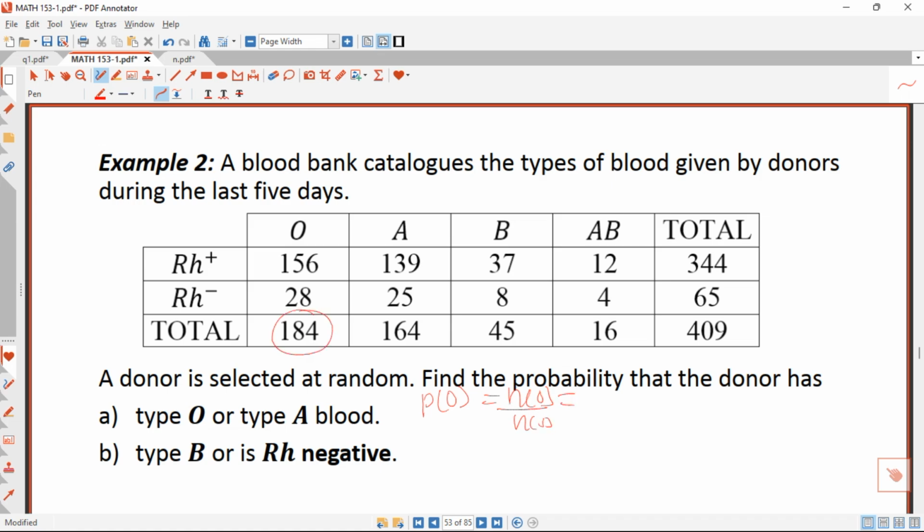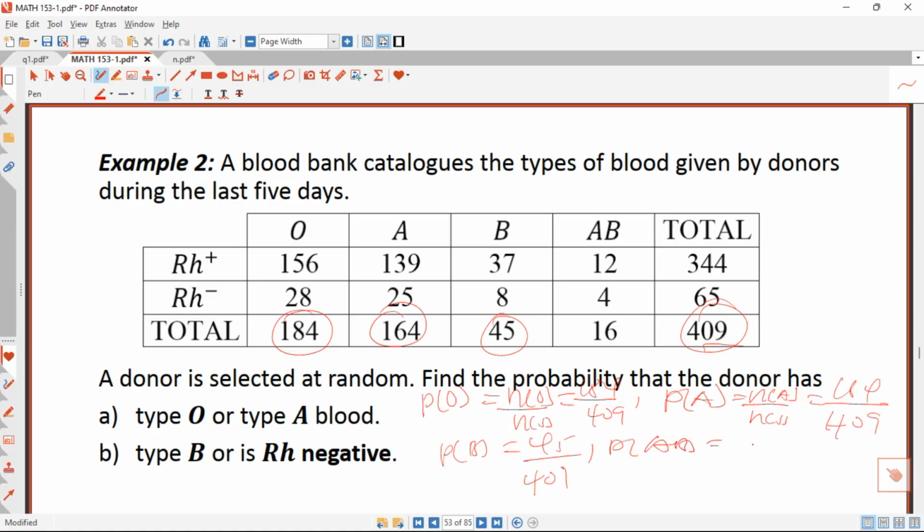Number of O is 184, so 184 divided by the number of the sample space, which is 409. What about blood group A? Number of A divided by number of the sample space, which can be given as 164 divided by 409. Our probability of B will be given as 45 divided by 409. And then AB can be given as 16 divided by 409.